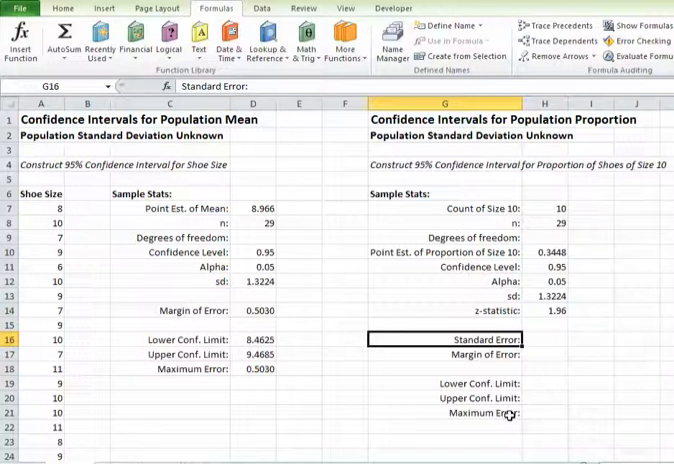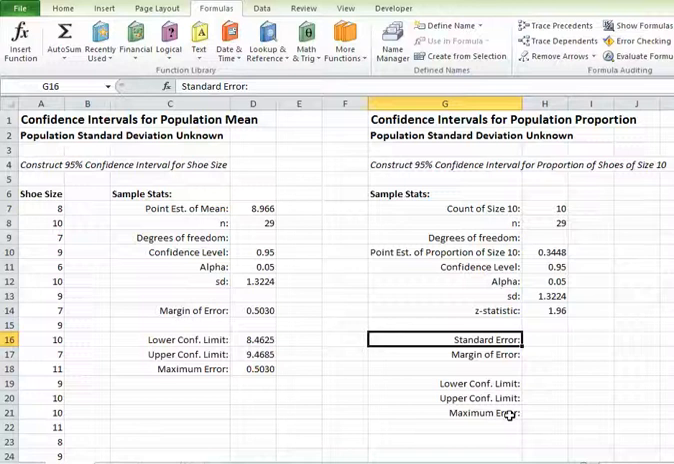And now we can calculate the standard error, and I'm going to turn to page 377, and equation 8.6 shows how we're going to calculate our interval for a population proportion. It's our best estimate, our sample proportion, plus or minus the z-statistic times the square root of p times 1 minus p divided by n.